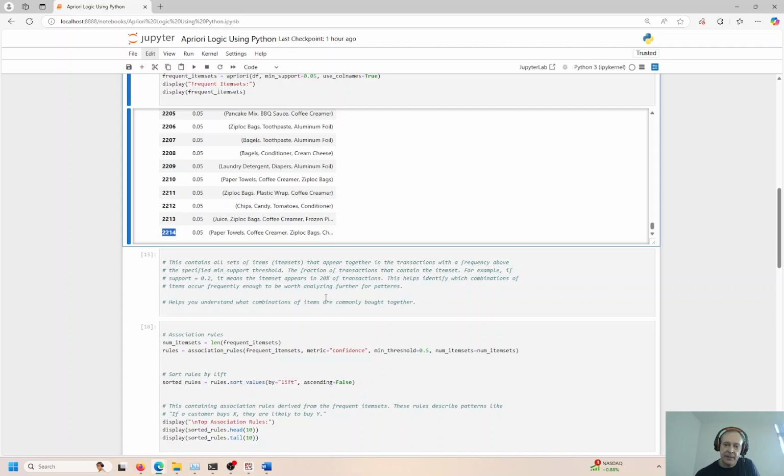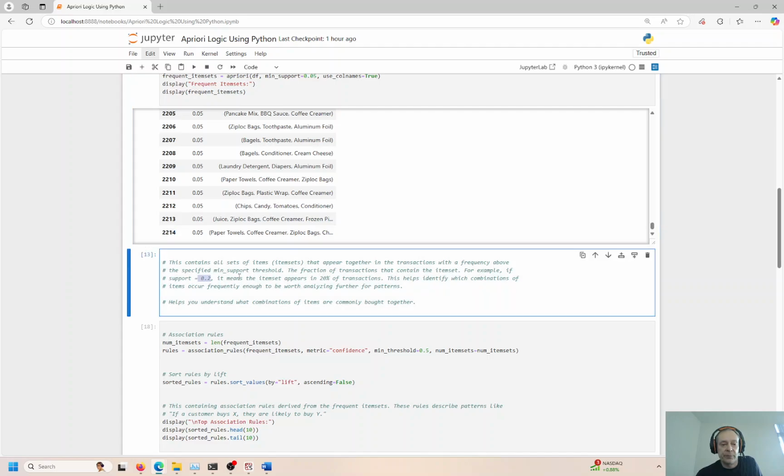Okay, with frequency above the specified minimum threshold, we set the support level to 0.02, so 20%. This means the item set appears in 20% of transactions. Okay, this helps us identify which combinations of items occur frequently, such as peanut butter and jelly. Those will probably be bought together. Hamburger buns and burgers will be bought together. Hot dog buns and hot dogs will be bought together. Coffee and milk will typically be bought together.